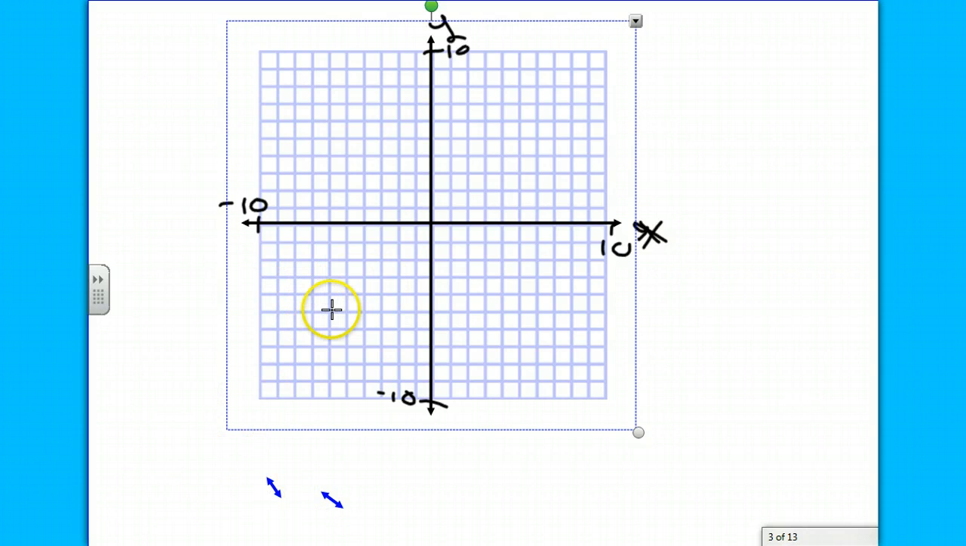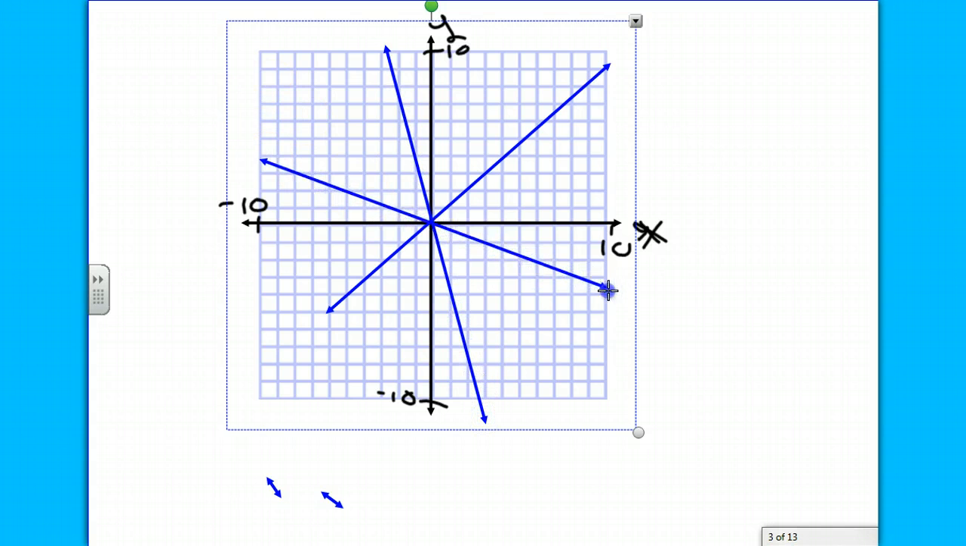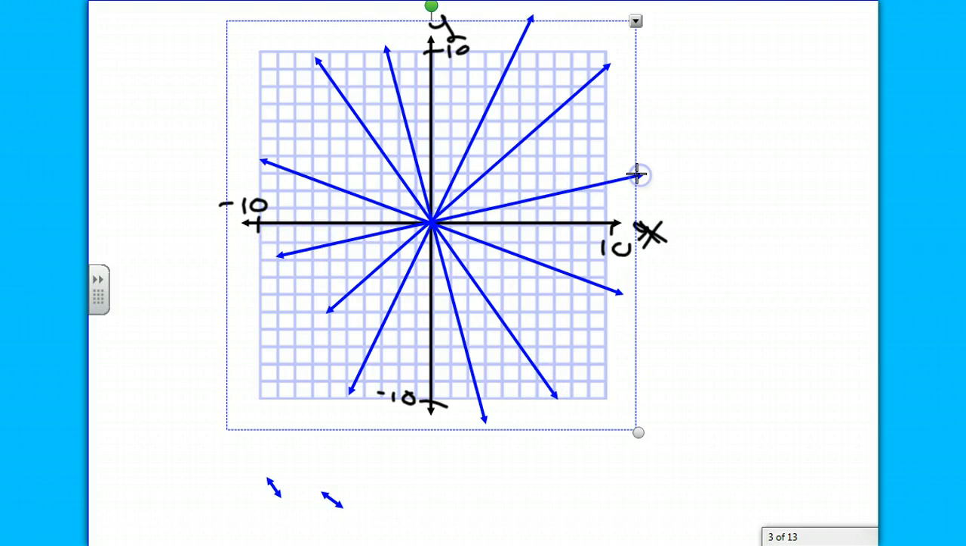Anyway, here is a linear equation that is direct variation. And here is a second one. And here's a third one. And here's a fourth one. And these are all linear equations that are direct variation.